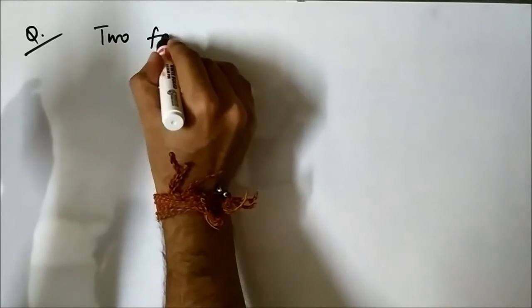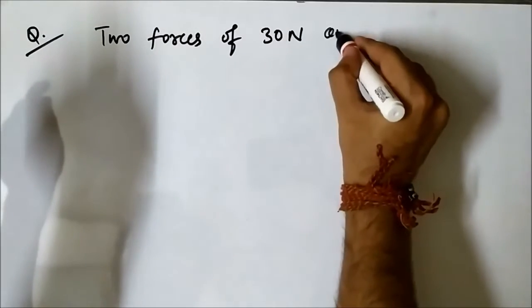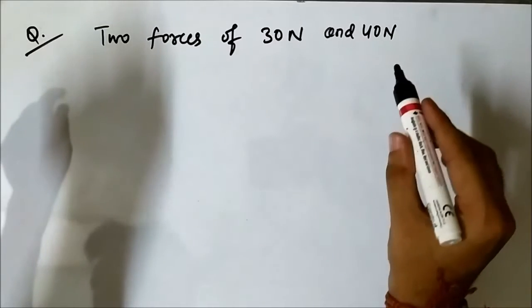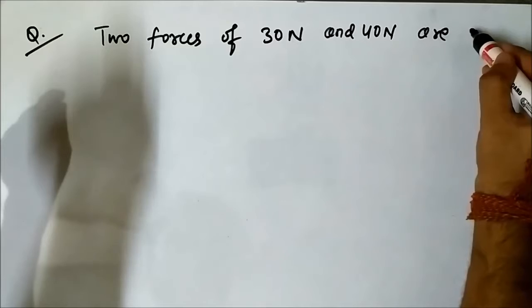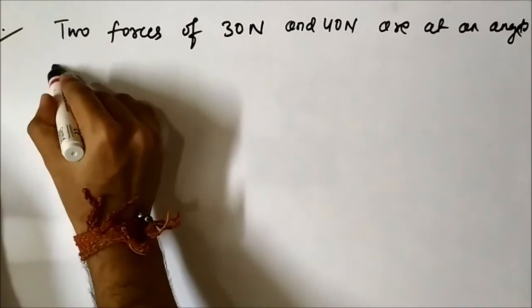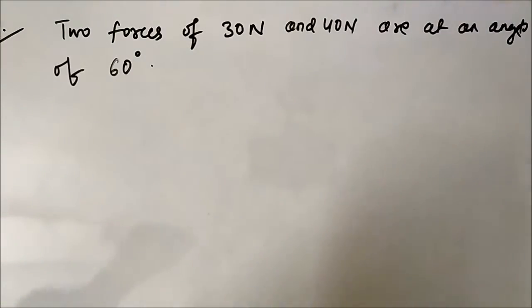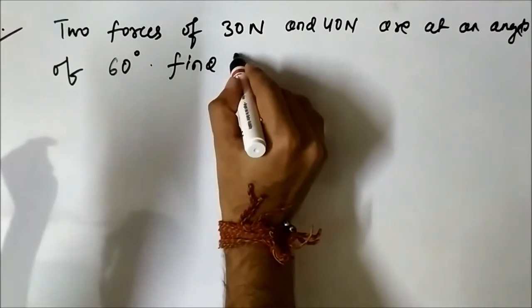So this will be the second question that we are going to discuss on vectors. The second question is something like this. According to the question, two forces of magnitude 30 Newton and 40 Newton are inclined at an angle of 60 degrees. Find the resultant.